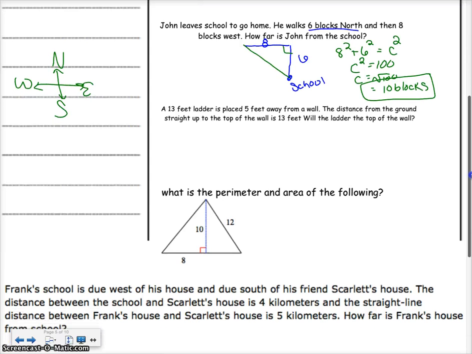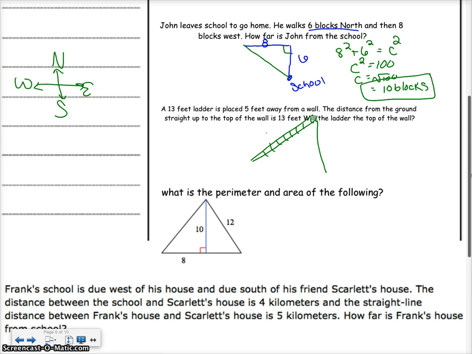Next one: a 13-foot ladder is placed 5 feet away from the wall. The distance from the ground straight up to the top of the wall is 13 feet. Will the ladder get to the top of the wall? So this one's kind of weird, and it's typed weird. Let's make a wall. There it is. Let's make a ladder around it. There, I made a ladder. It doesn't have to be nice. You just have to envision it.